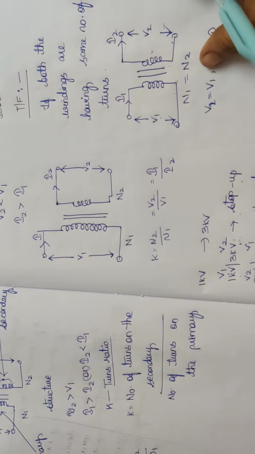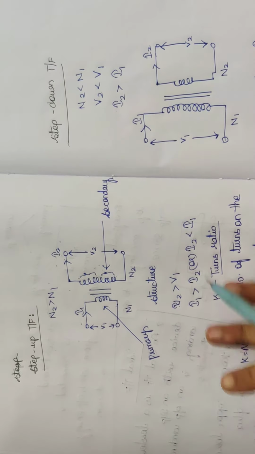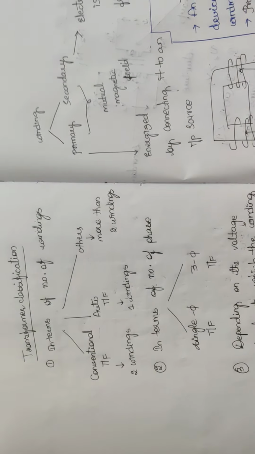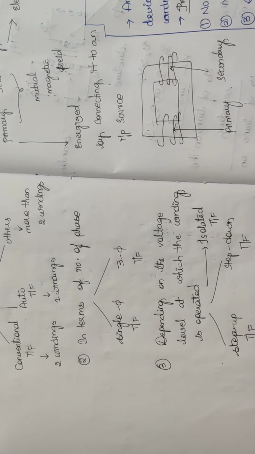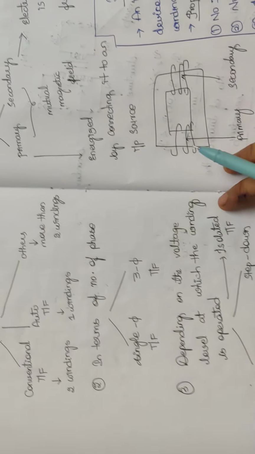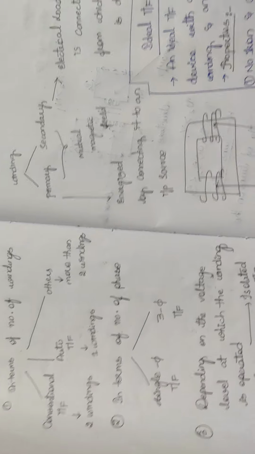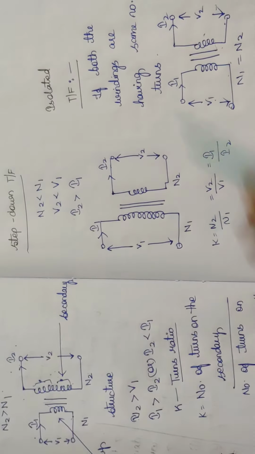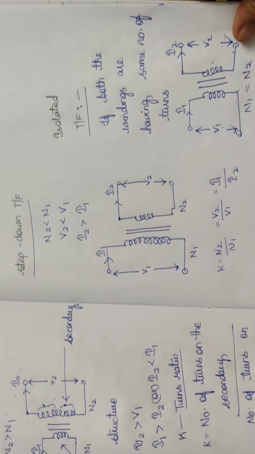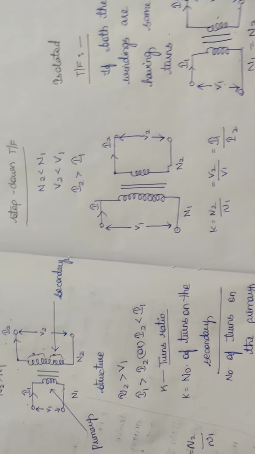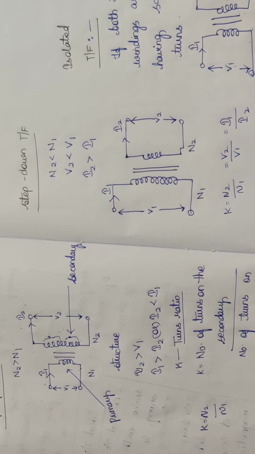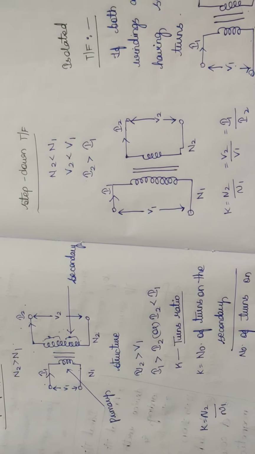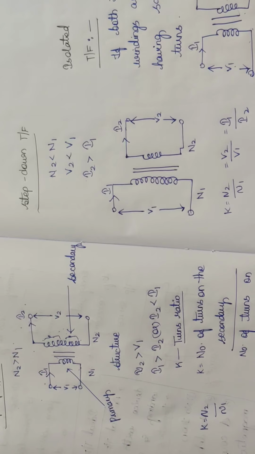So this is about the transformer classification. Hope you got through this. We have studied the ideal transformer, the step-up transformer, the step-down transformer, and the isolated transformer. In the next session, we will see how to find the turns ratio and how to calculate the voltage or current depending on the turns ratio. We will solve some problems, and next we will go to the construction of the transformer.